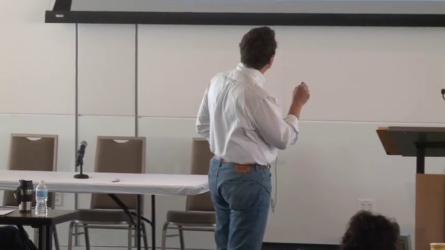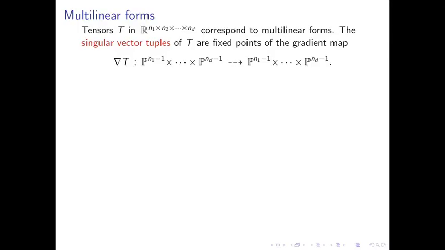Now it's pretty clear how to generalize this to tensors, so let's do it. If we have a general tensor of arbitrary non-symmetric format, n1 by n2 by ... by nd, it represents a multilinear form. So the Rubik's Cube, if it's a non-symmetric Rubik's Cube, represents a trilinear form.